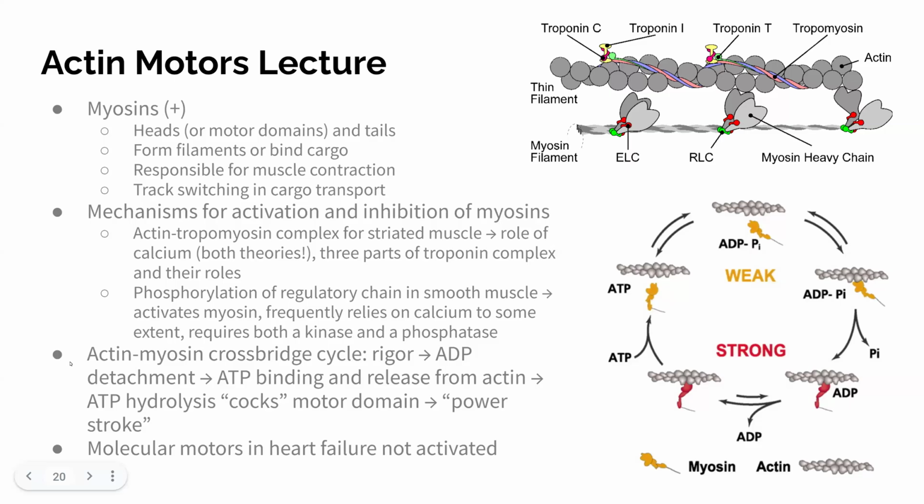I just had a question about what causes the myosin to reattach to actin? Is it the ATP turning into ADP? Is that what makes it reattach?